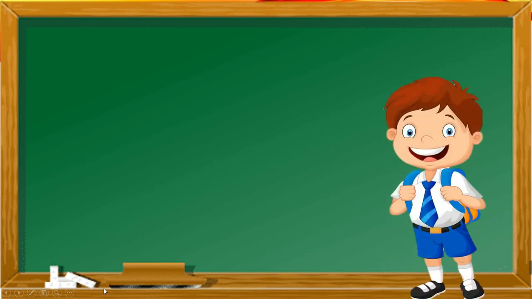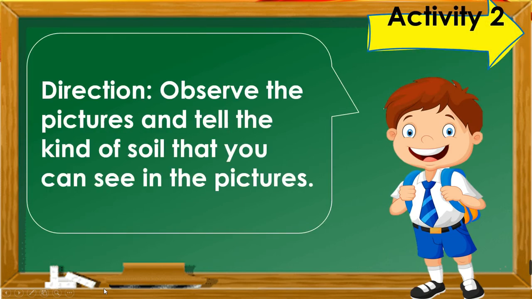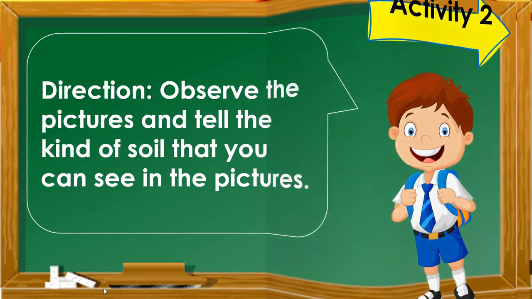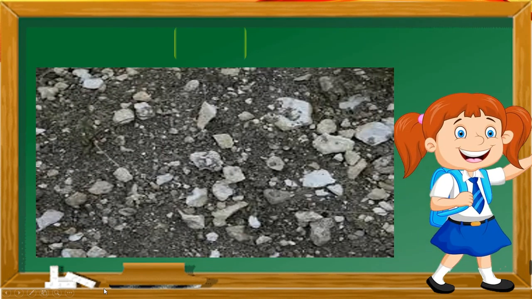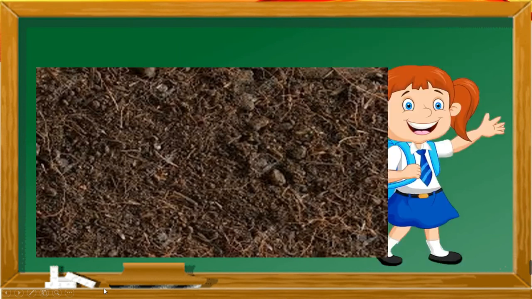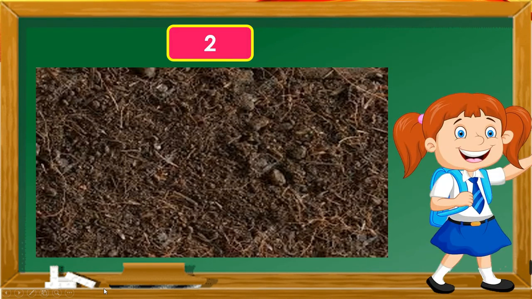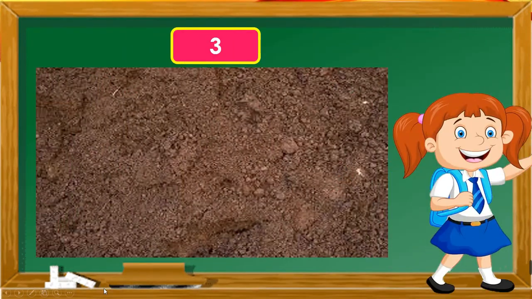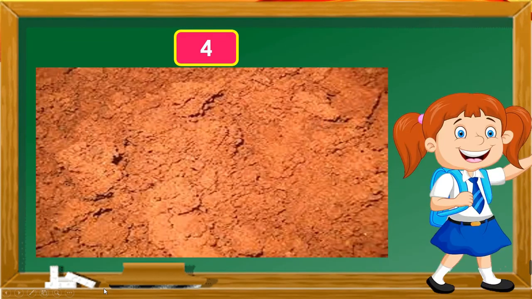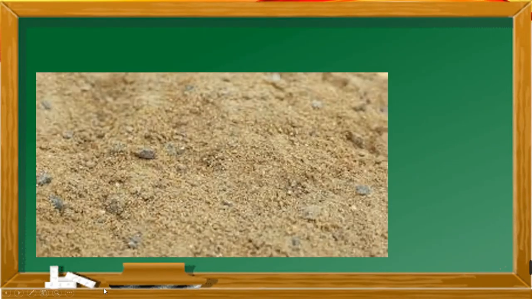Let's have another activity. Look at the pictures below. Those are images of the different types of soil. Direction. Observe the pictures and tell the kind of soil that you can see in the pictures. Number 1. Picture number 1. Number 2. Picture number 2. Number 3. Picture number 3. Number 4. Picture number 4. Number 5. Picture number 5.